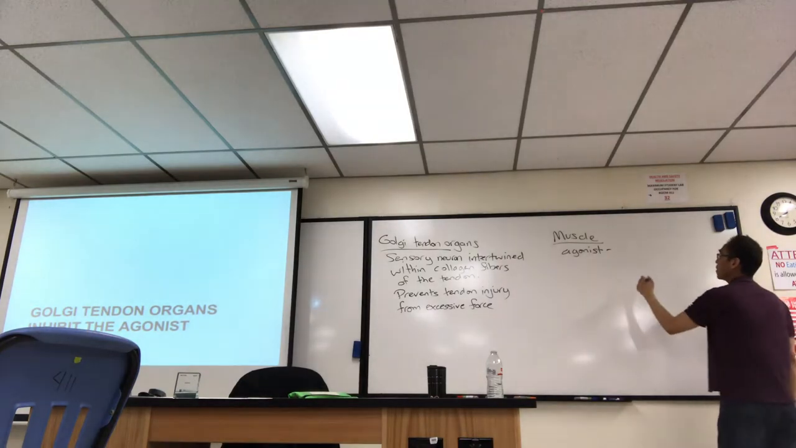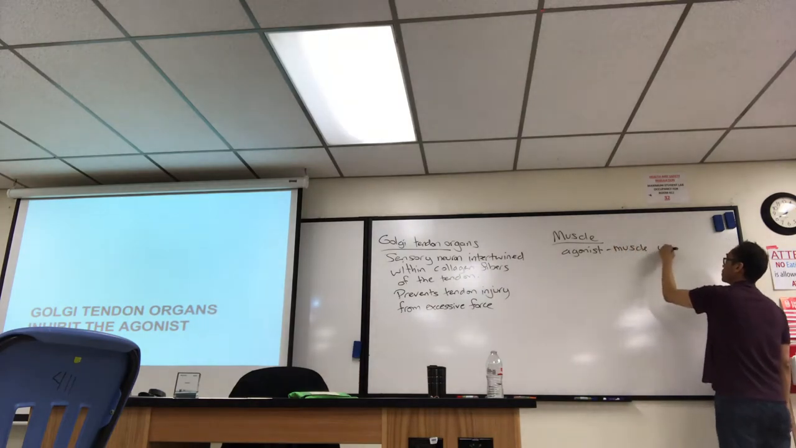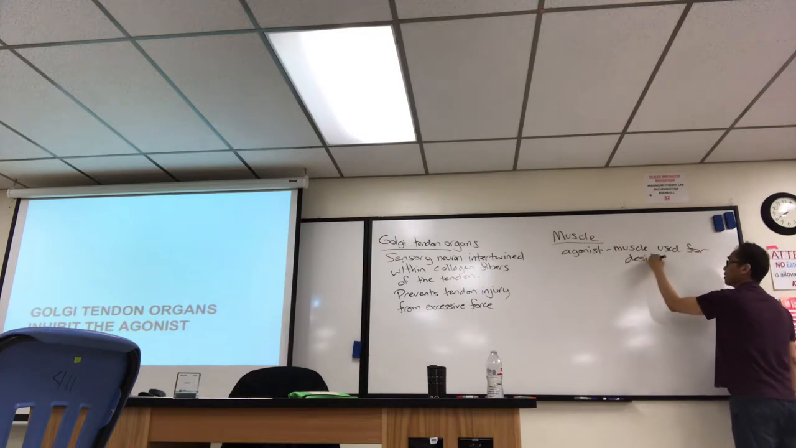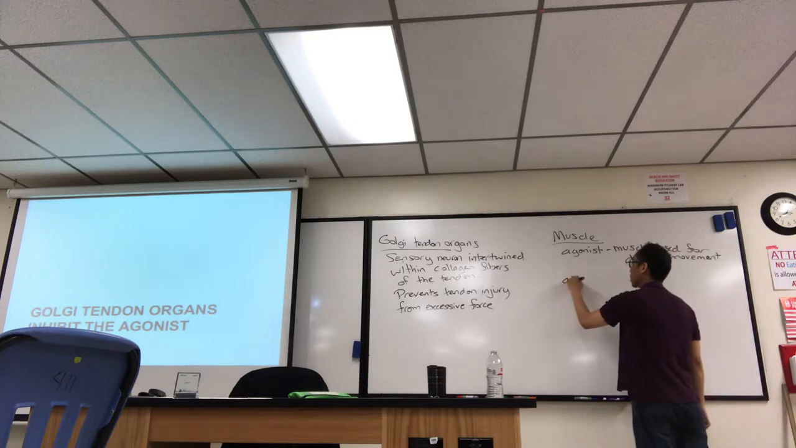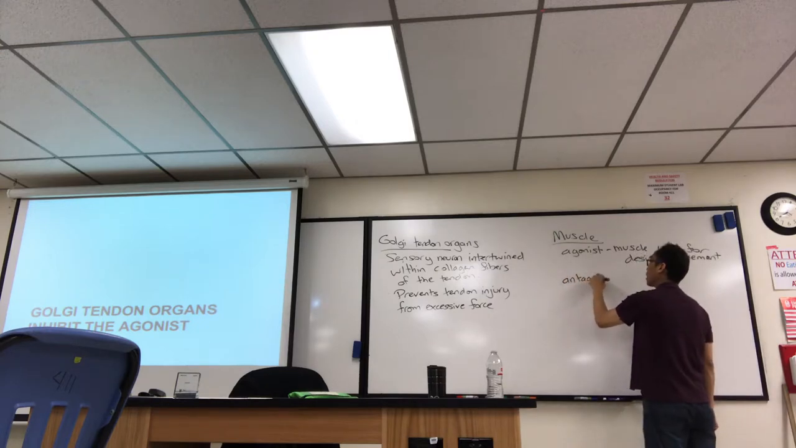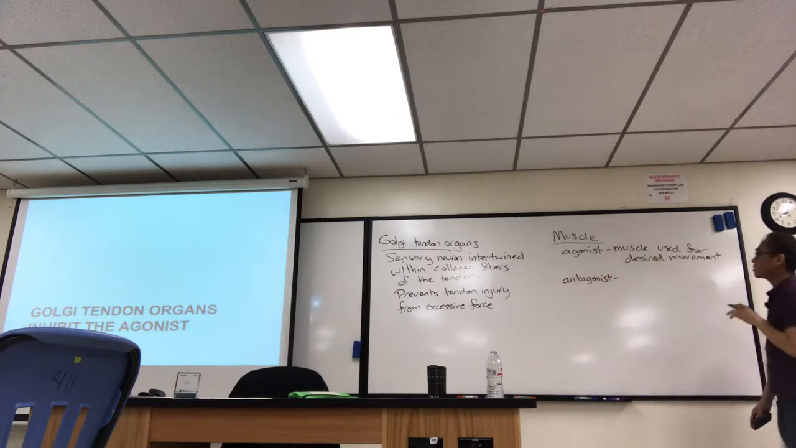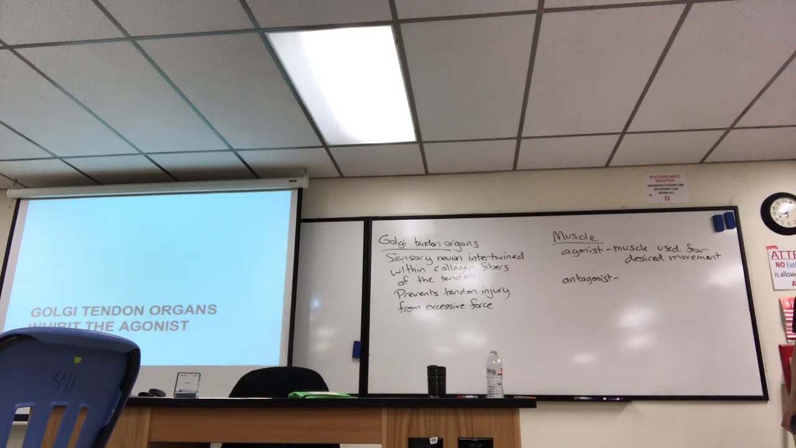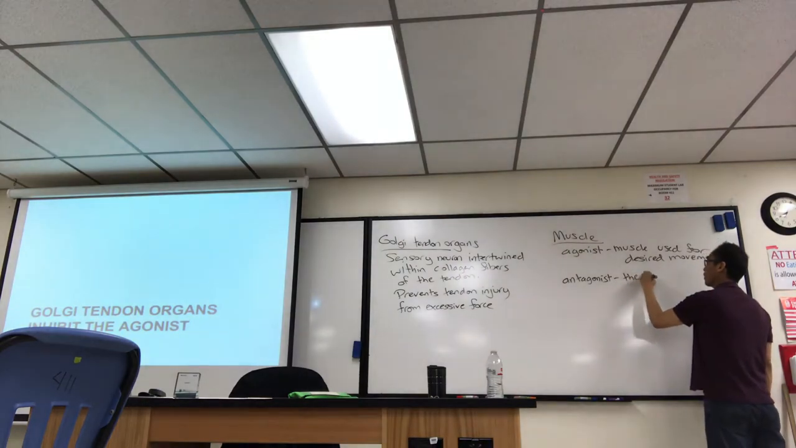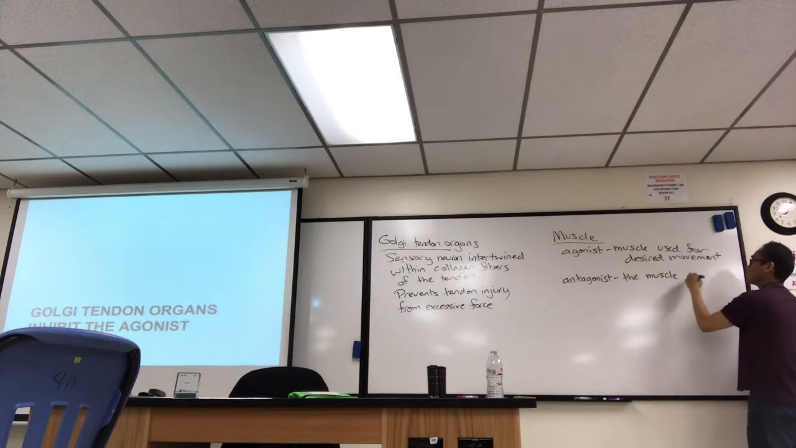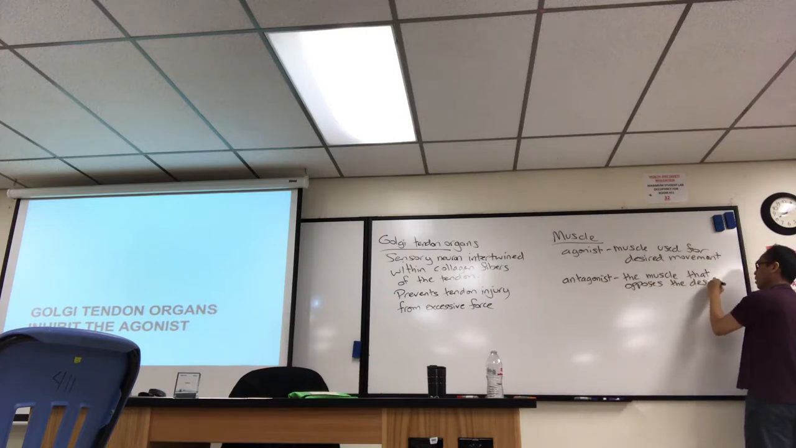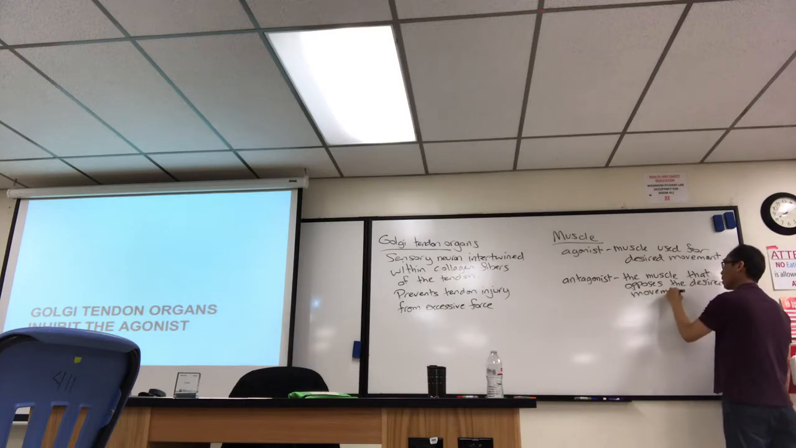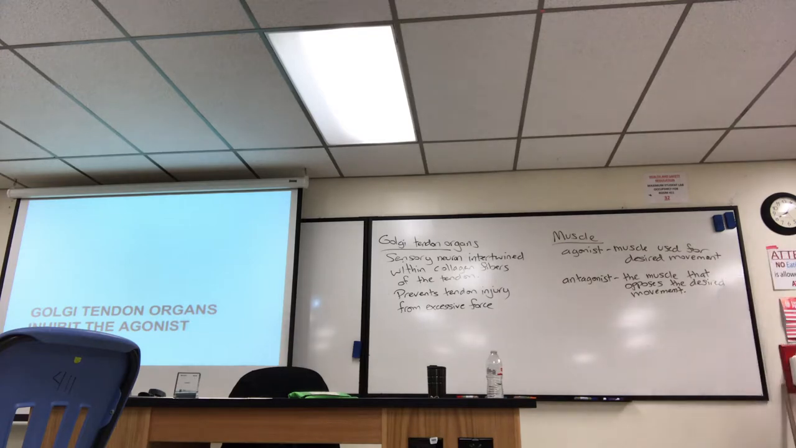Muscle used for desired movement. The antagonist is the muscle that would oppose the movement you want to do, basically. The muscle that opposes the desired movement. Agonist, antagonist. Okay, that's basically the idea here.